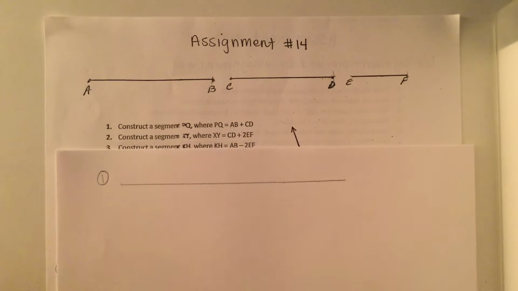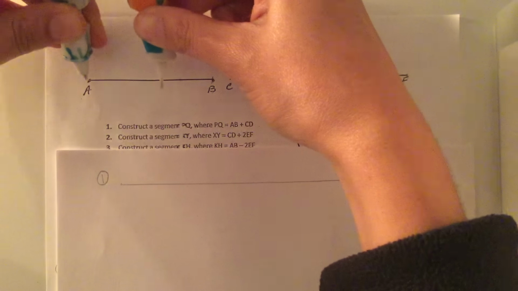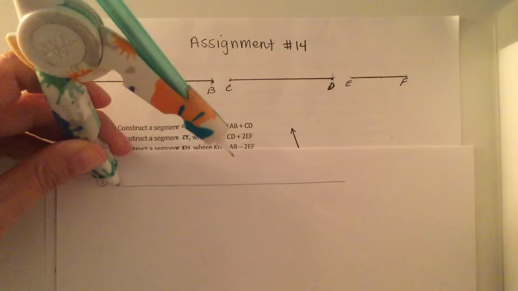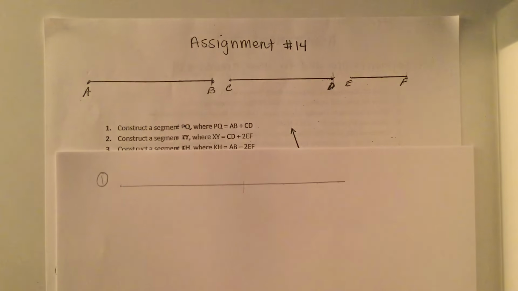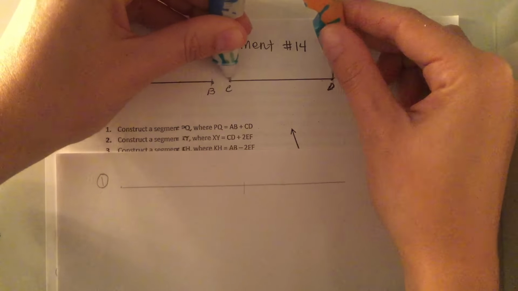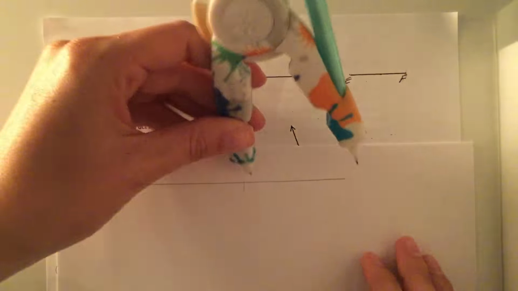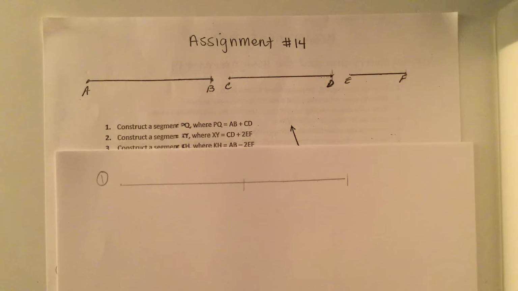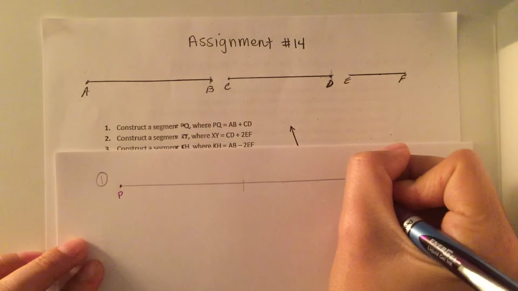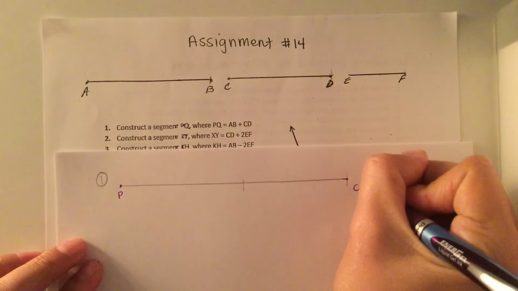Then I'm going to go ahead and measure the length of AB using my compass, transfer it onto the segment, measure the length of CD, measure it onto my segment, and then I'm going to mark the endpoints P and Q. So here's P and Q.